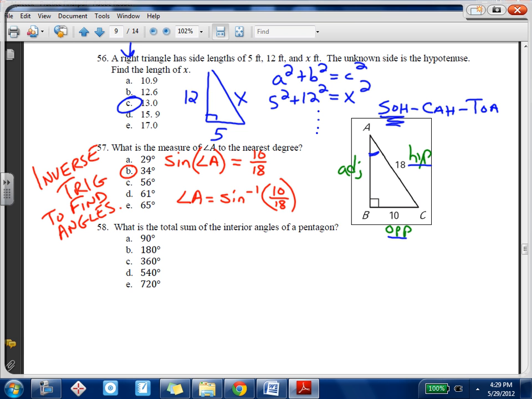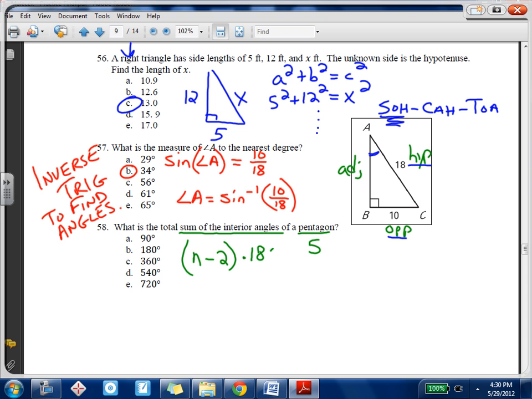Number 58, what is the total sum of the interior angles? So sum of the interior angles of a pentagon. Pentagon, remember, means 5, so there are 5 sides. We had a formula for the sum of the interior angles. That formula was n minus 2 times 180.